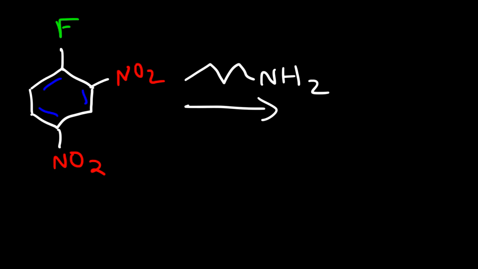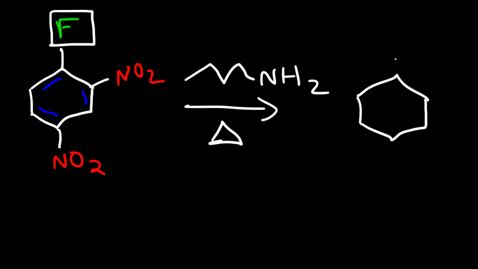So this time, we're going to have a poor leaving group, fluorine, and let's react it with an amine, butylamine. What is the major product in this case? So even the fluoride ion can be displaced by a nucleophile.